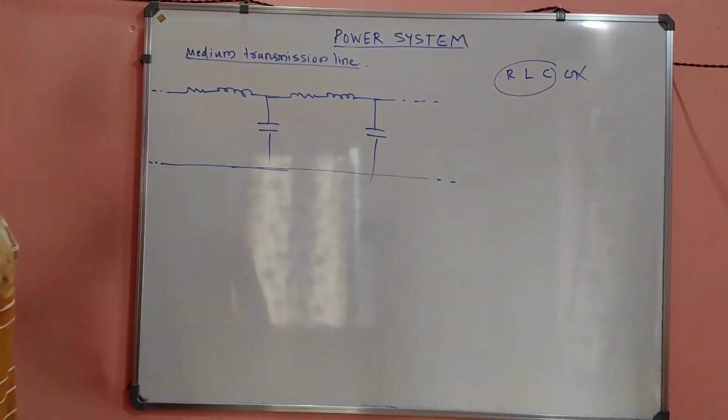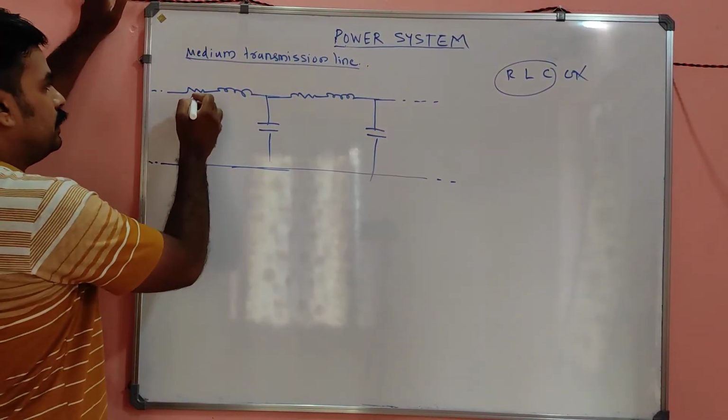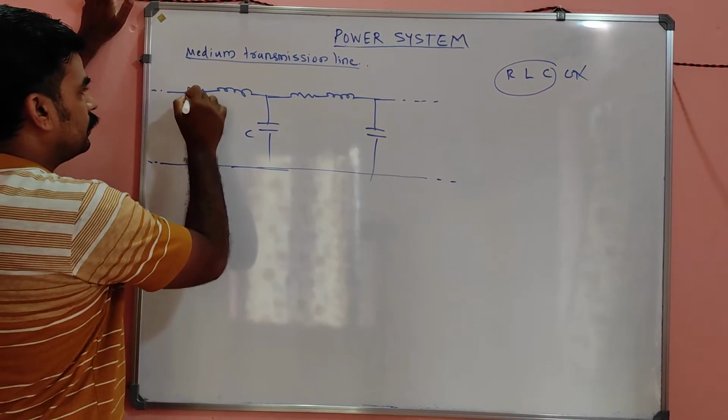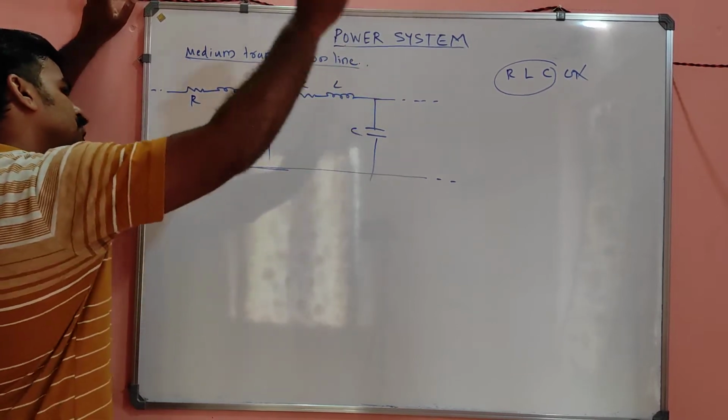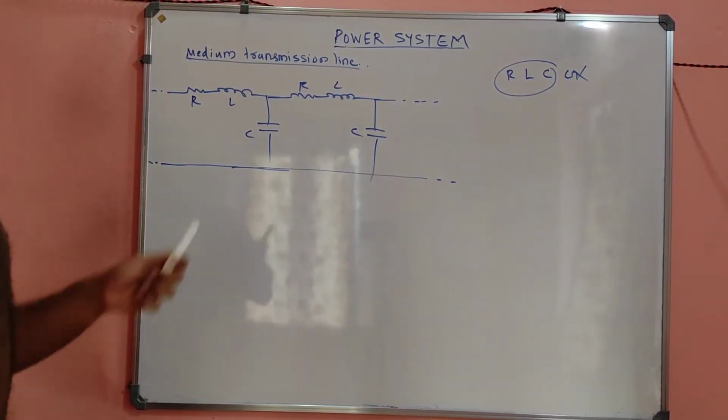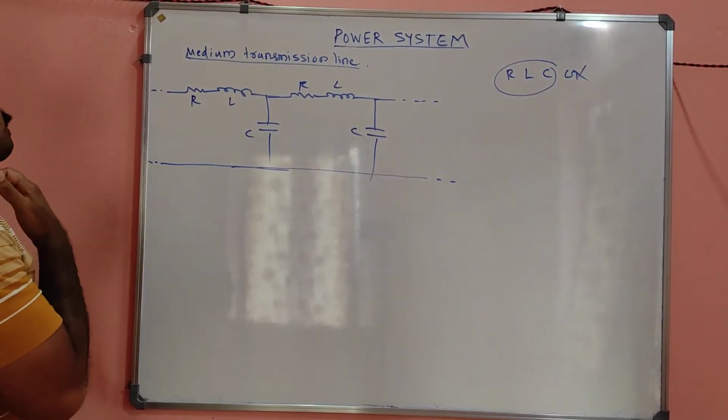So in the medium transmission line, my dear, there will be R, L and C. There will not be any G. That is a peculiarity, you have to note it.